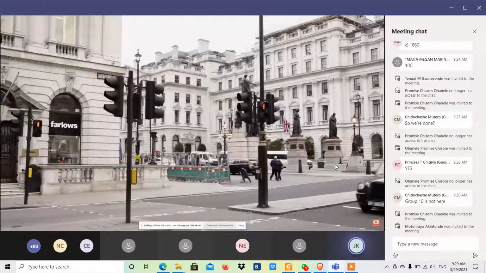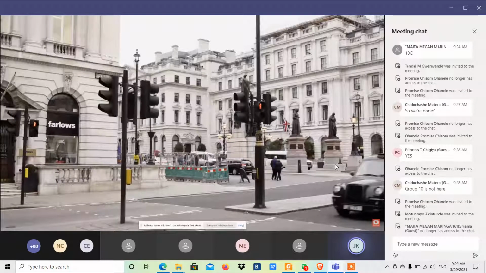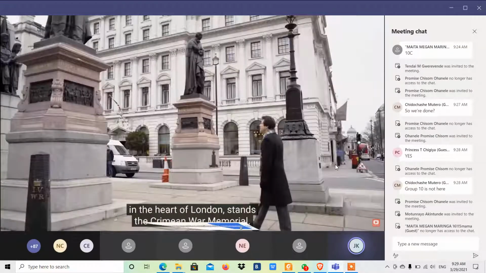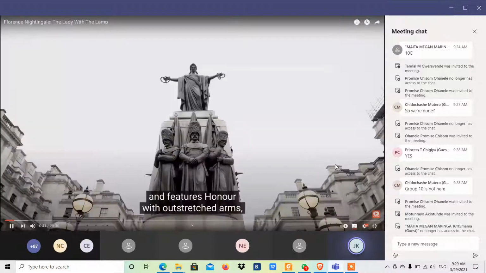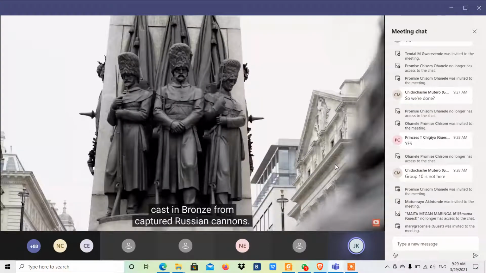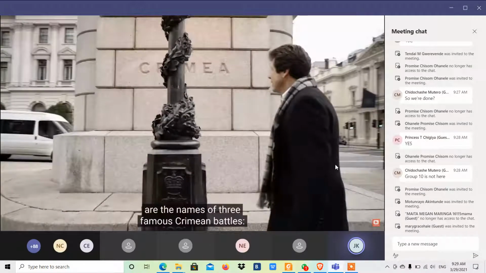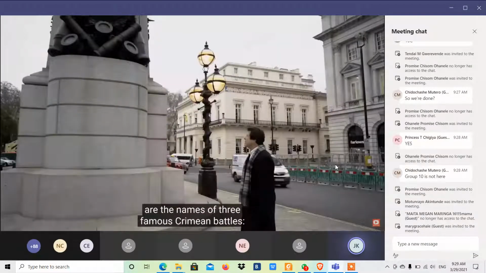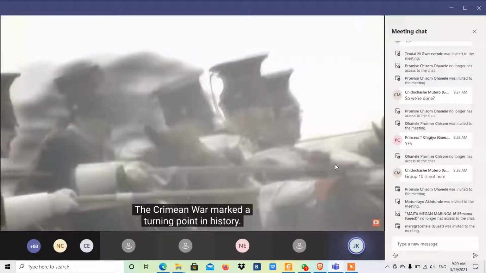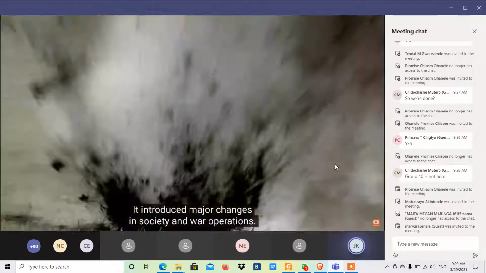Near Piccadilly Circus on Waterloo Place in the heart of London stands the Crimean War Memorial. It was built in 1861 and features Honour with outstretched arms, standing above the statues of 3 guardsmen, cast in bronze from captured Russian cannons. Carved in the stonework on the side are the names of 3 famous Crimean battles, Alma, Inkerman and Sebastopol. The Crimean War marked a turning point in history.